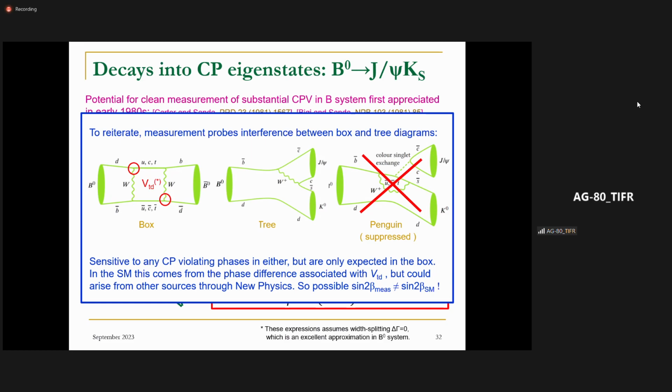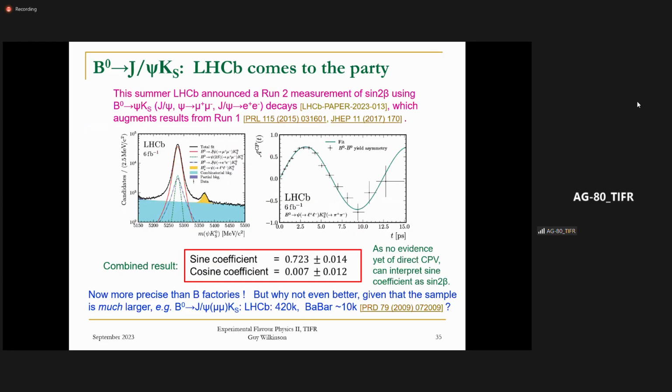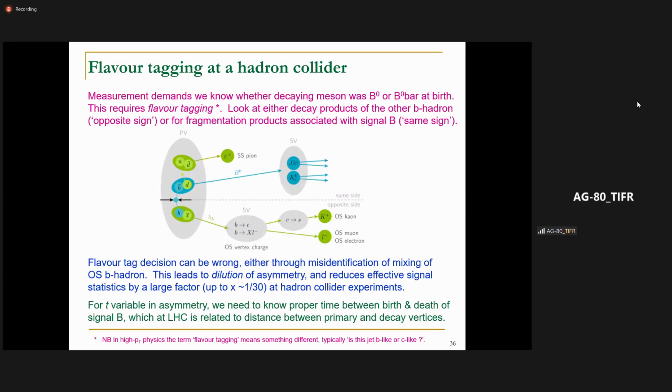Right. So now I just want to emphasise why, despite LHCb having hugely more statistics, it doesn't do quite as well as you might expect compared to BaBar. And this is where I finally come to this issue of knowing what the initial state is. I'm going to explain this as concisely as I can.